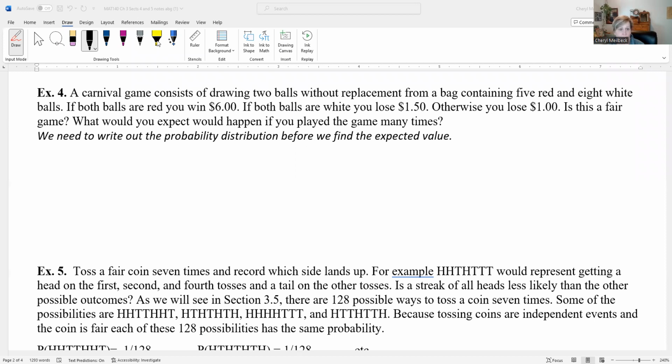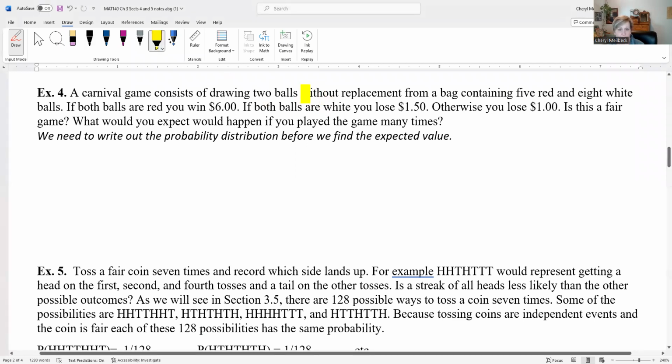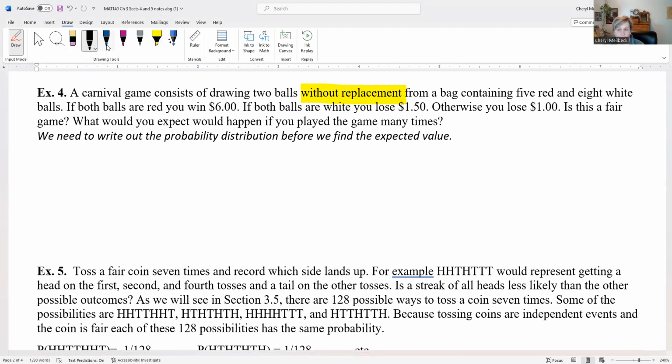Now, one thing we have to take into consideration here is that they are not replacing the balls from the bag after they draw them. So figuring the probability is going to be part of the challenge in this problem. Let's go ahead and see if you can make that probability distribution table, and then we'll calculate the expected value.